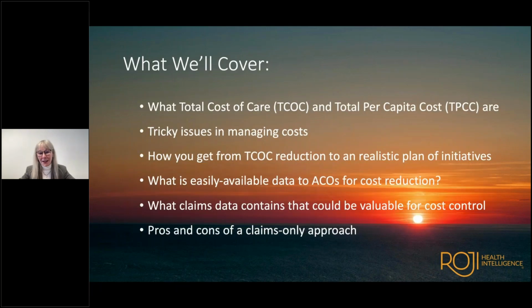So, what we'll cover today, we will talk about the total cost of care and total per capita cost because these are the terms that are out there and what that includes. We'll talk about some tricky issues and how you manage costs when what you're being measured by are total cost of care and total per capita cost. Then we'll discuss what you're going to get from a total cost of care reduction and how you can structure a realistic plan of initiatives to get there.